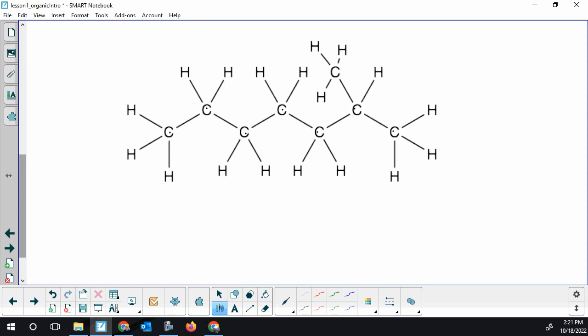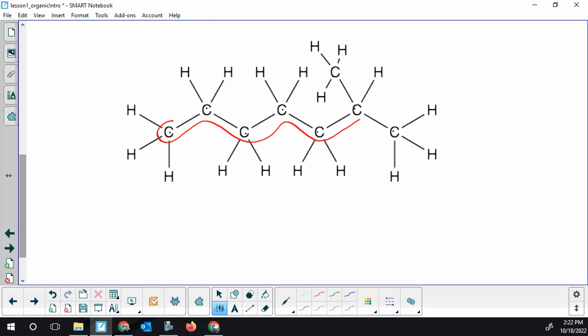I'm going to start trying to find that longest chain. 1, 2, 3, 4, 5, 6. And now I've got to look both ways on the branch to see what is the longest. No rule says you go right to left. You find the longest. It could be in a C shape. It could be in an S shape. It could be up and down. It could be right to left.